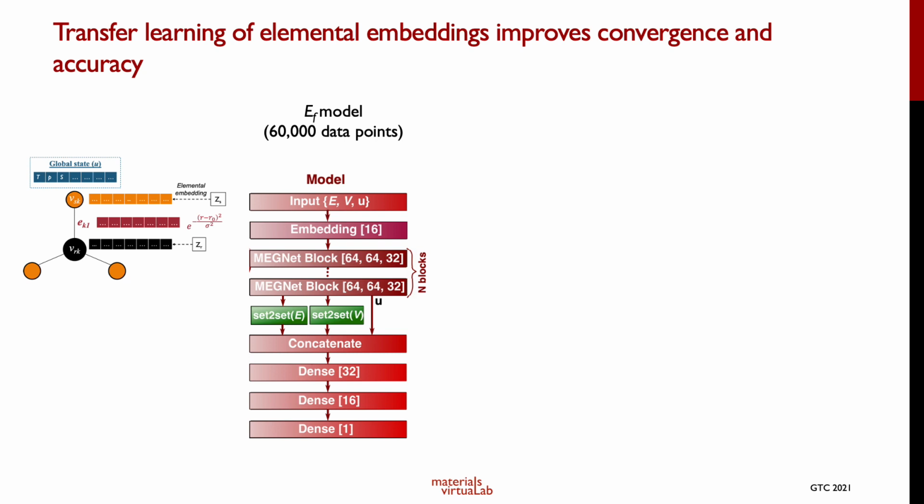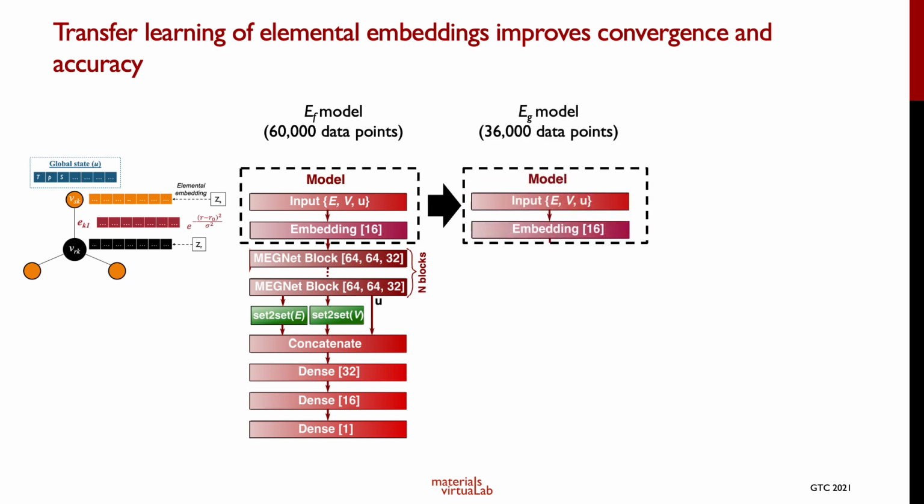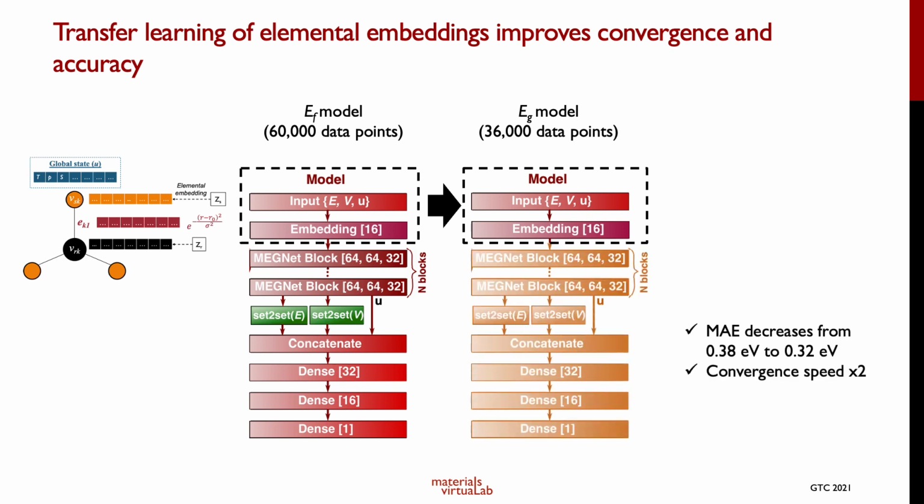Now, what we have found is that by taking that length 16 embedding vector and by doing transfer learning of that embedding to another model, so say we take the formation energy model, which has a lot of data, and transfer it to a band gap model, and then we retrain the model using this transferred embedding, we can actually significantly improve the convergence speed as well as decrease the mean absolute error in our predictions. And this works even better for properties with fewer data points.